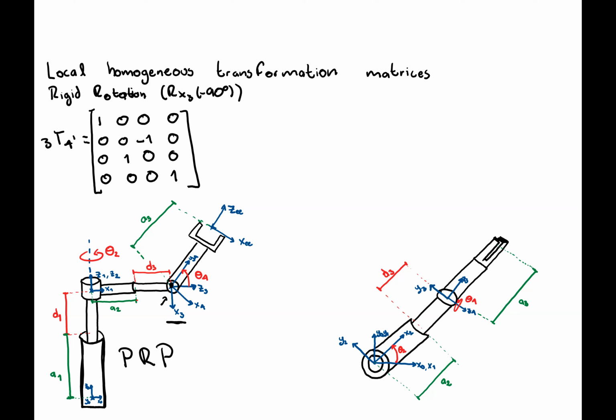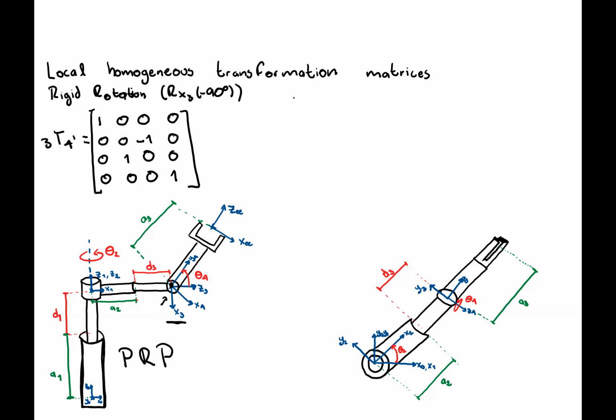Okay, so we have our rigid rotation. Now our axes are aligned. So now, because we are aligned with the Z axis, we just need to do a pure rotation around the Z axis of the joint. So this becomes, sorry, let me write it down here. Actually, let me make a bit of space.